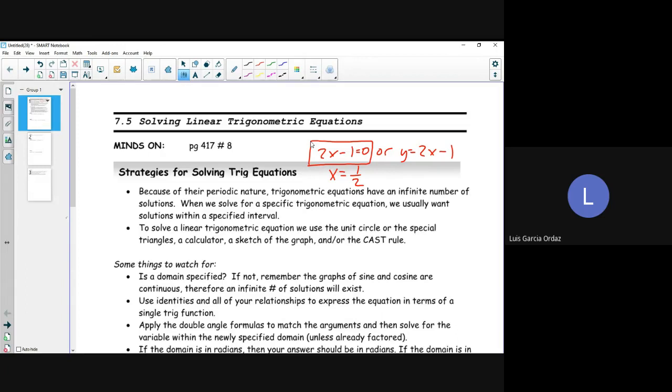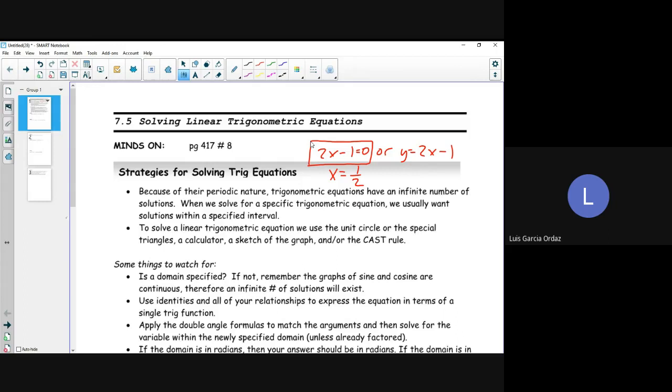So this is where you're going to have to remember your special triangles, what pi over 4 gives you, what pi over 3 gives you, what pi over 6 gives you. And you're going to have to remember the values that they give back with sine, cosine, and tan.